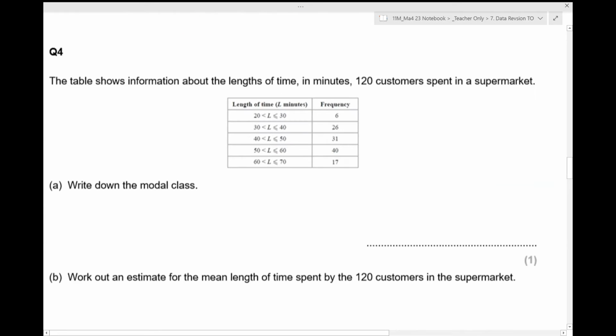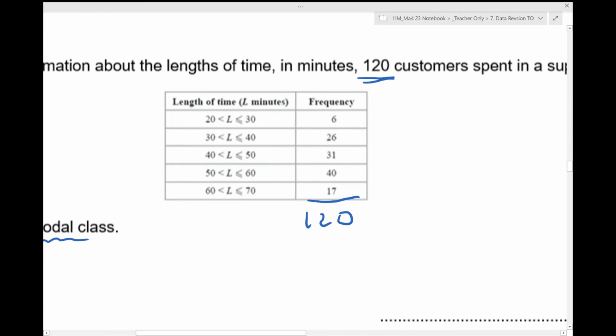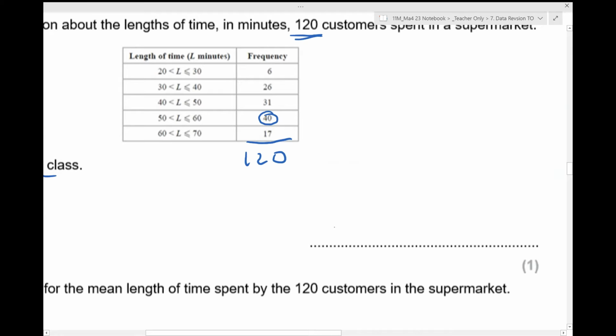Question 6. The table shows information about the length of time in minutes 120 customers spent in a supermarket. The frequencies add to 120. Write down the modal class, the most common class here. Well, I see that 31 people spent between 40 and 50 minutes. But look at that, 40 people spent longer than that. 40, that's the most popular class, the one with 40 people in it. So the modal class is the class between 50 and 60.